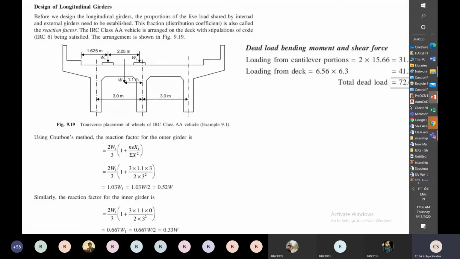So 1.2 meters plus the width of the track, which is 0.85 meters. To get this, I am considering half of the width of the track, because the load will act at the center of the track. So this is 0.85 by 2 plus 1.2. Calculate this.